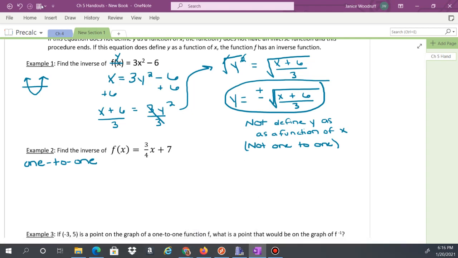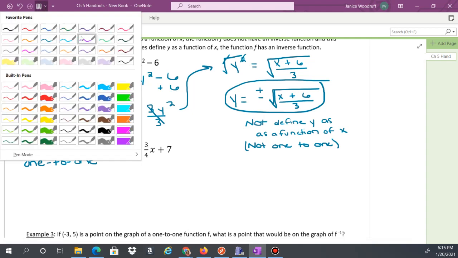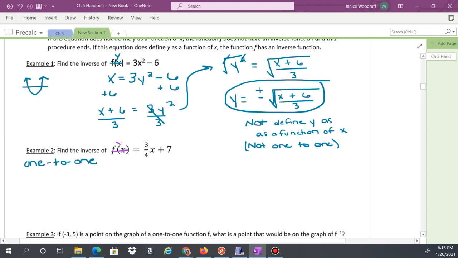Okay, so let's take this, let's switch the x and the y, make this a y. So this is going to be x equals 3/4 y plus 7. And then we're going to solve for y. So we're going to subtract a 7 from both sides. We've got x minus 7 equals 3/4 y. How do I get that 3/4 to the other side?